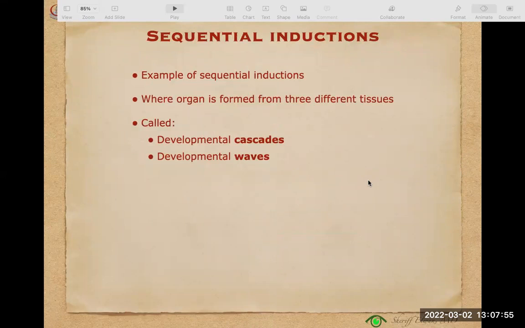Now, there is a phenomenon which is very important to understand, as it explains all abnormal embryological developments that may occur in the human embryo, and this is sequential induction. It is a phenomenon that occurs in all organs that derive from more than one layer of the embryo. Eye development is an example of sequential induction, where the organ is formed from three different tissues. It's also called developmental cascades or developmental waves.